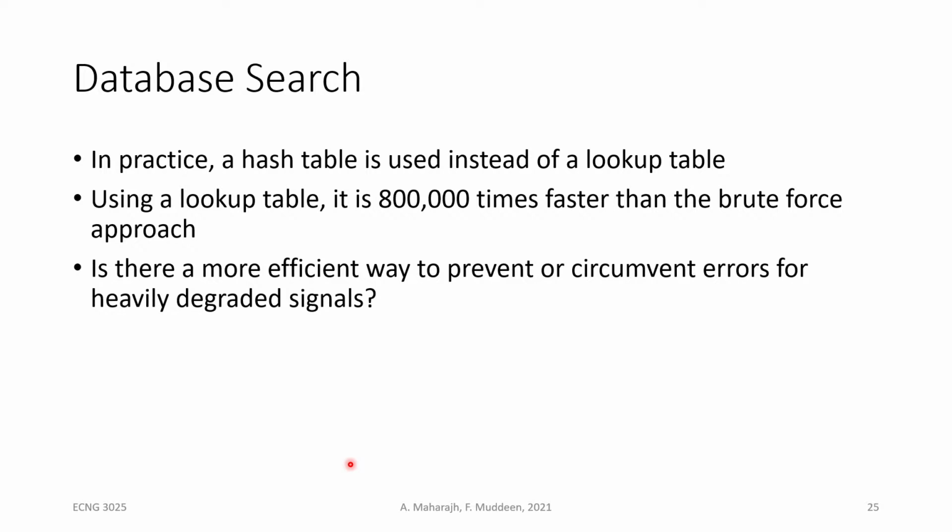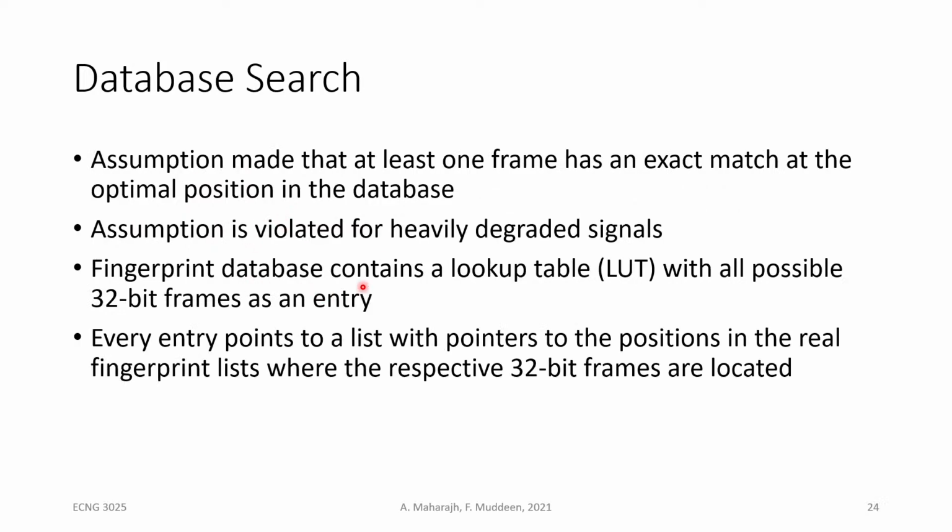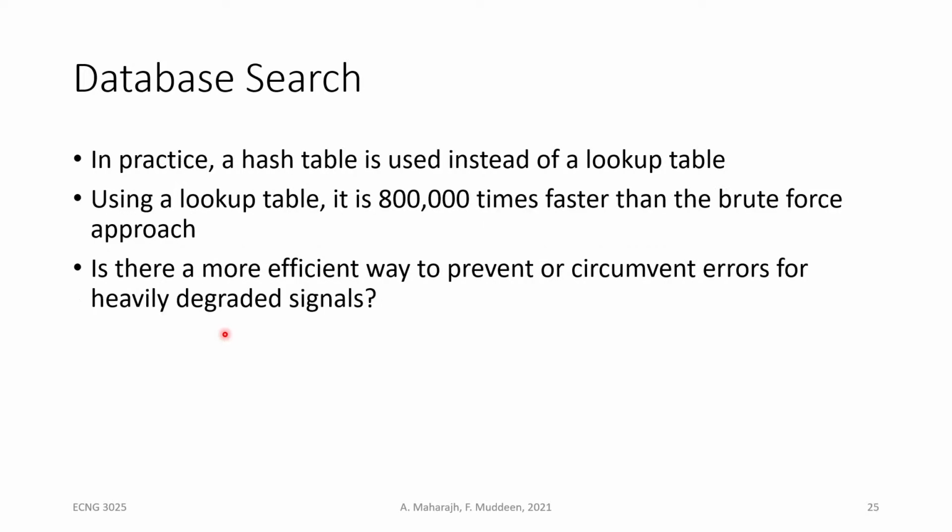Now, in practice, instead of using a lookup table, we use a hash table. But in general, the lookup table approach, which basically explains how we matched our frames here, is going to be 800,000 times faster than the brute force approach. That's a huge speed up. And a hash table has an even greater speed up, in some cases maybe twice that of the lookup table, or three times, or even greater, depending on how well the hash table is coded.